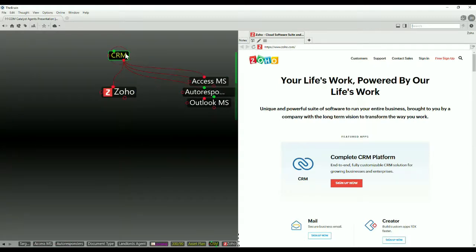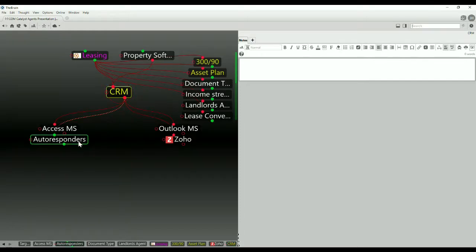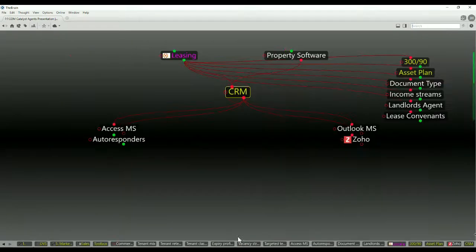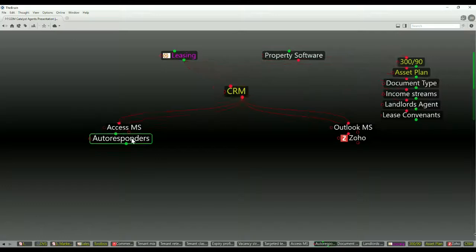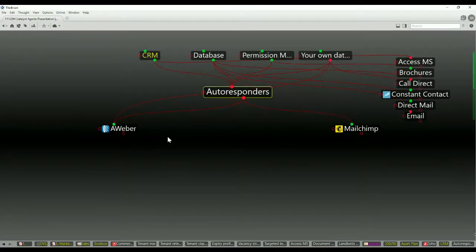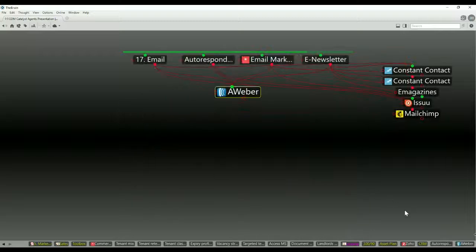So let's go back here and look at the other topic, and that is autoresponders. Now, autoresponders, there are two that I would recommend you think about. One is Aweber and one is MailChimp. Autoresponders help you connect with the people in your database frequently, automatically. That's Aweber and MailChimp. So let's look at that just a bit briefly here.